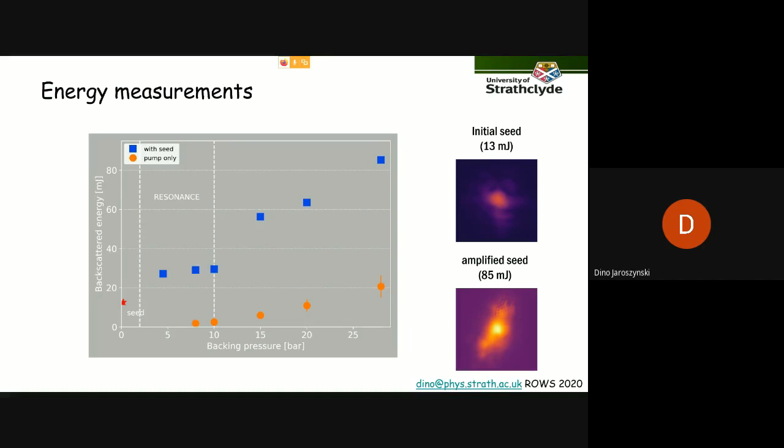But you notice that you get amplification outside the band here. And this amplification is due to the Compton effect, where this behaves more like a free electron laser. So the ponderomotive force will directly drive the electrons and not rely on the resonant Raman effect. So we are able here to amplify input seed pulses of about 13 millijoules to amplified pulses of about 100 millijoules. And these are very, very short pulses.